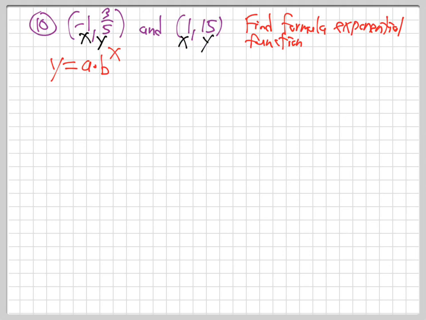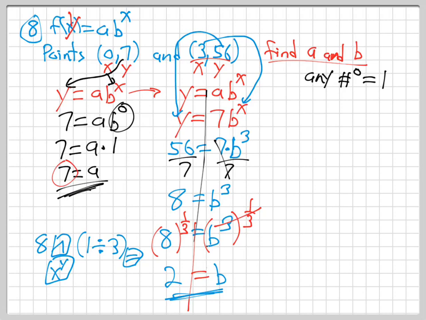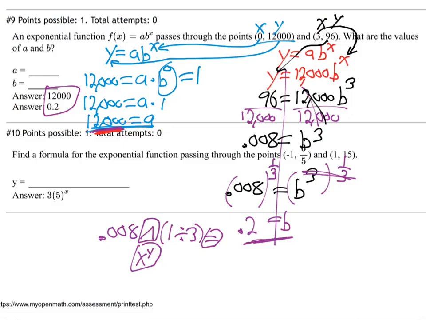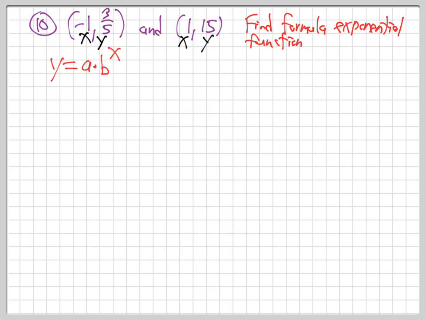Let's plug them in. This one's going to be a little bit harder because they're not giving us a 0. If you look back on number 8 here, they gave us a 0. That made it nice. On number 9, same thing. They gave us a 0. So those were easier. This one will be a little harder.